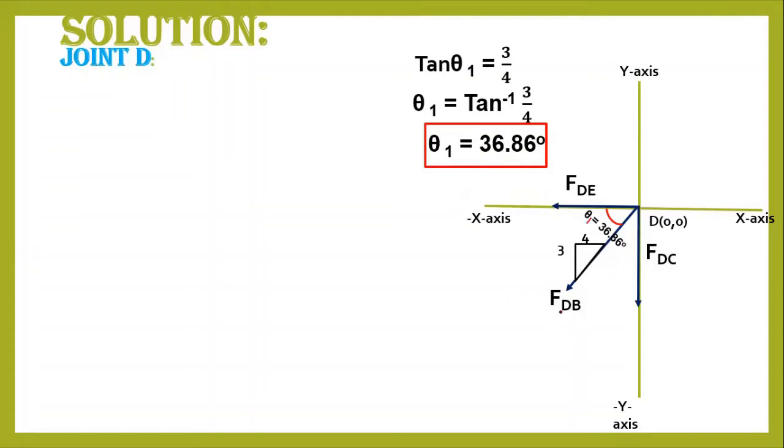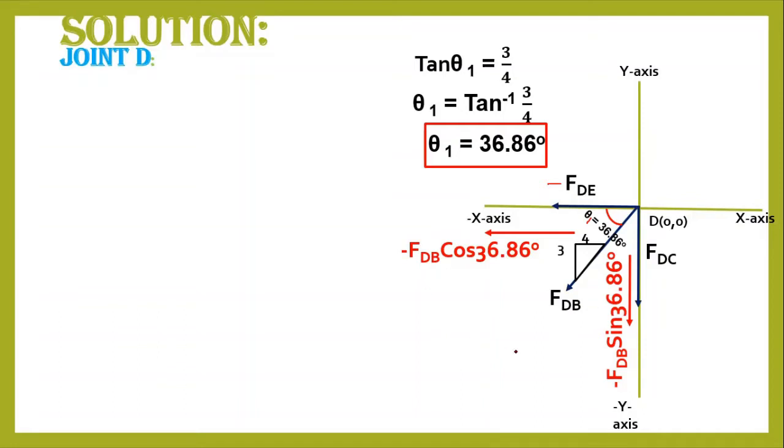Now you have to resolve the FDB force into its components. The horizontal component is minus FDB cos 36.86 degrees. Let me mention one more thing: FDE is also acting on the minus x-axis, and its direction is to our left, so it should also be minus. And the vertically downward component of FDB is minus FDB sine 36.86 degrees, and it should be negative because it is parallel to the negative y-axis.